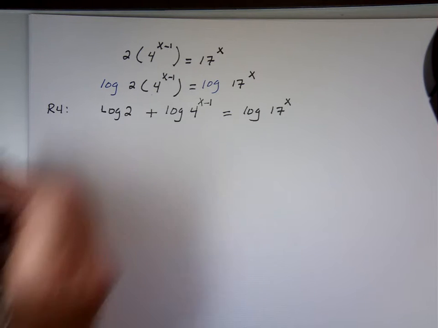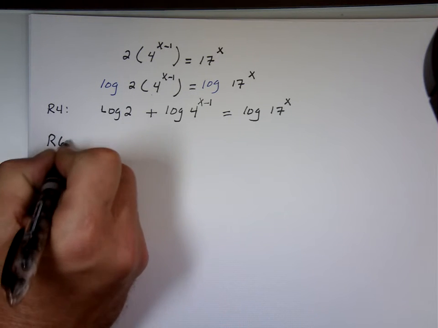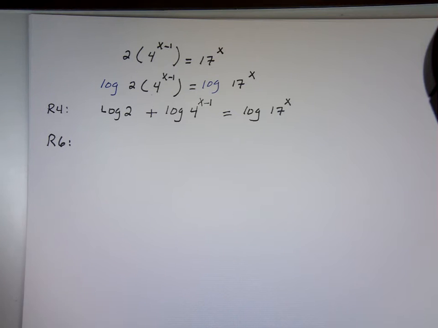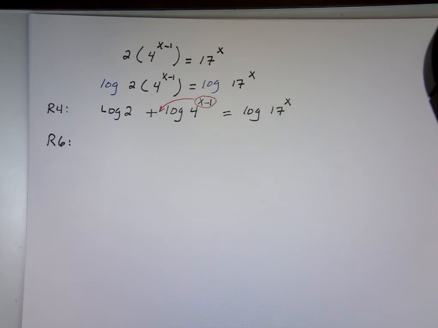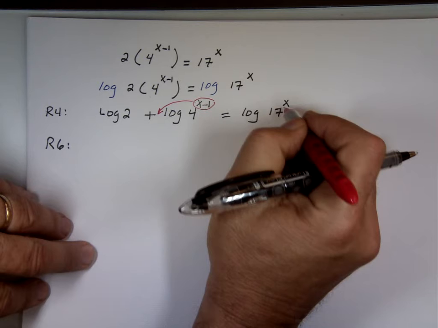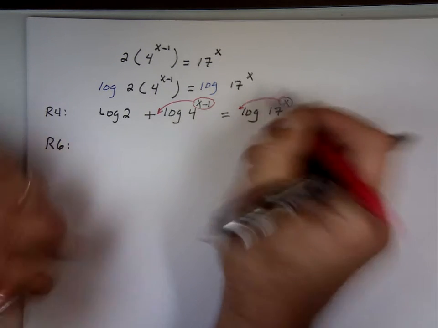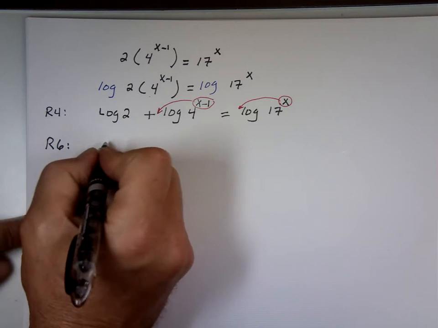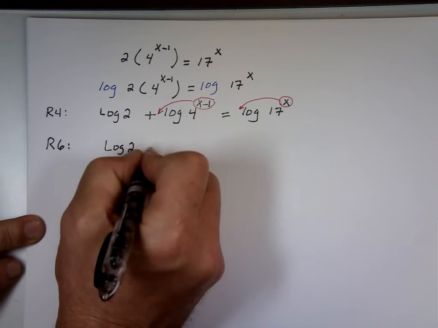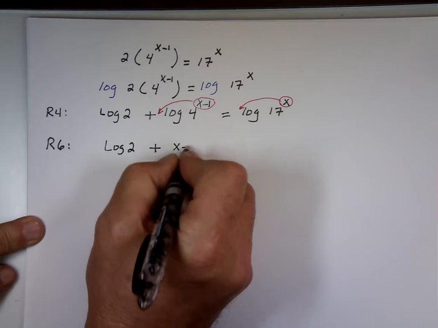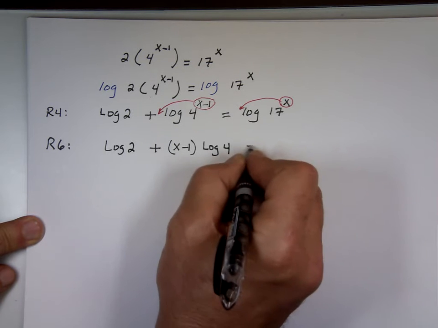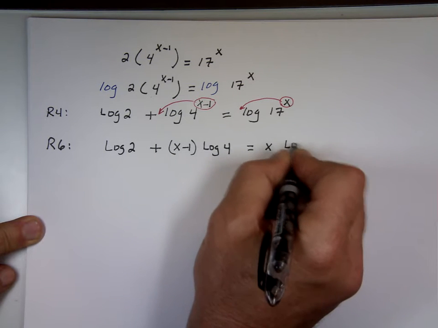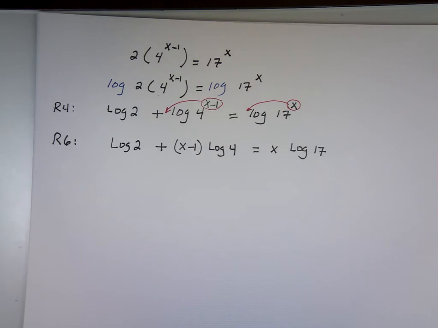Now, if I use rule number 6, I have an exponent. What can you do with the exponent? I can take it and move it to the front. So this problem becomes what? Log 2 plus x minus 1 times log of 4 equals x times what? Log 17. And now from this point on is all algebra, no more log, basically.